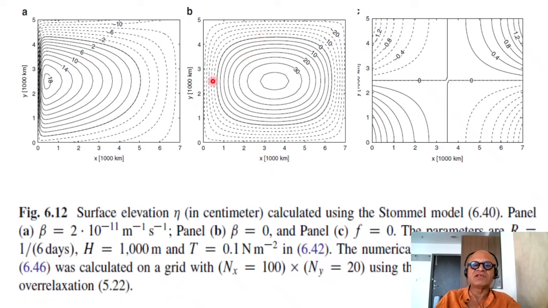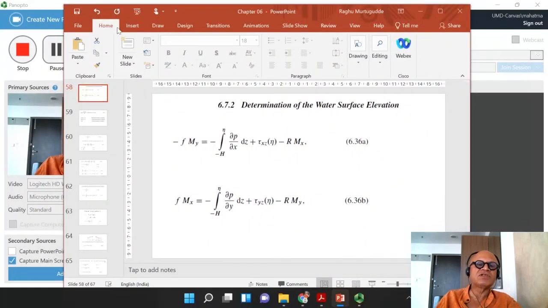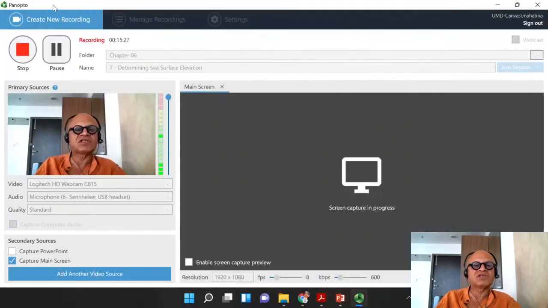So sea level is negative with respect to the mean height here and positive here, whereas if there is no rotation, then wind forcing is pushing water in this direction. So there is low sea level here, piling up against this boundary. Wind stress is this way, so pulling water from here, piling it up here. So this is the solution for sea level distribution for the same set of equations that we looked at before.